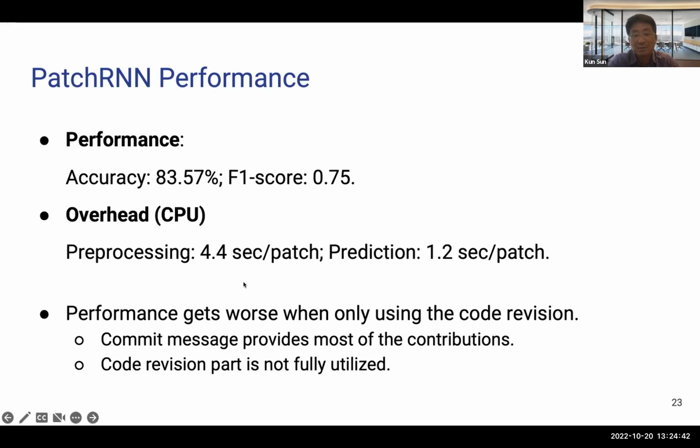Then we ask ourselves, can we do better if we don't have this commit message? In other words, only based on code revision, can we also achieve a good accuracy? This is a real assumption, right? For some code, you can just give me two versions of the software source code, but there's no commit message attached. Then I still can tell you whether, between these two versions, there is any security patch.